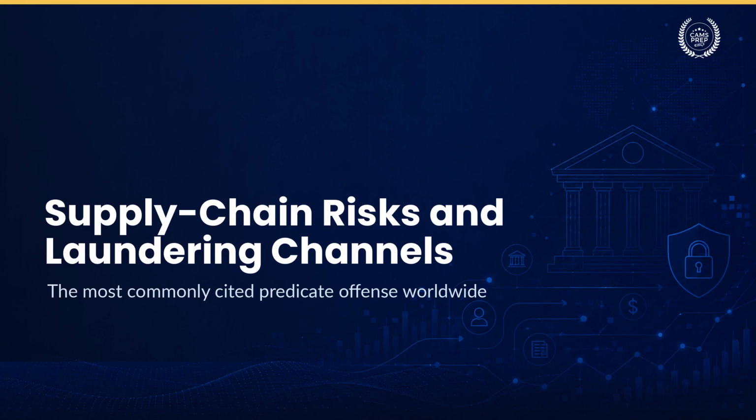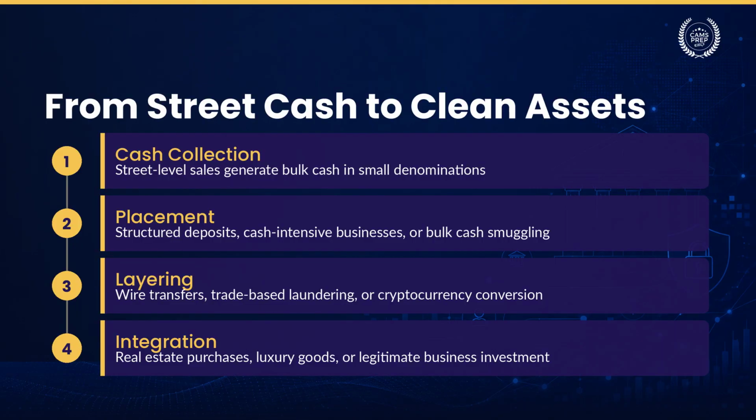Let's trace how its proceeds move through the financial system. Drug trafficking proceeds follow a predictable path. It begins with cash collection. Street-level sales generate bulk physical cash, typically in small denominations. Next comes placement, getting that cash into the financial system.